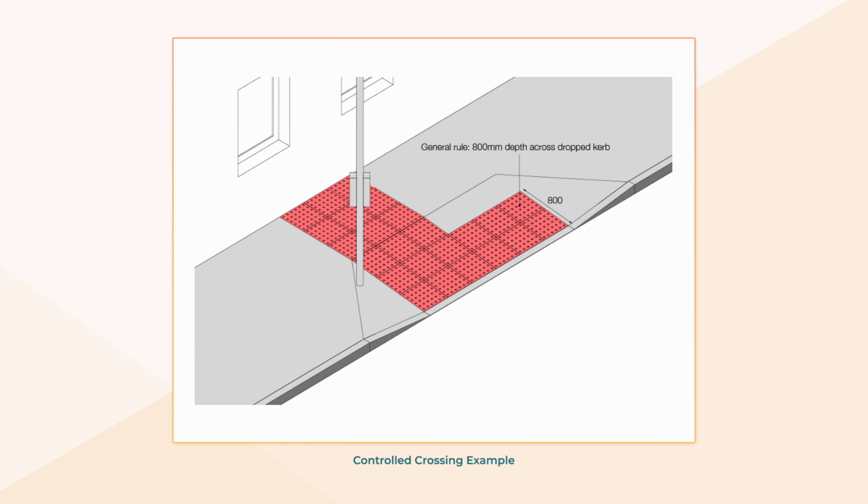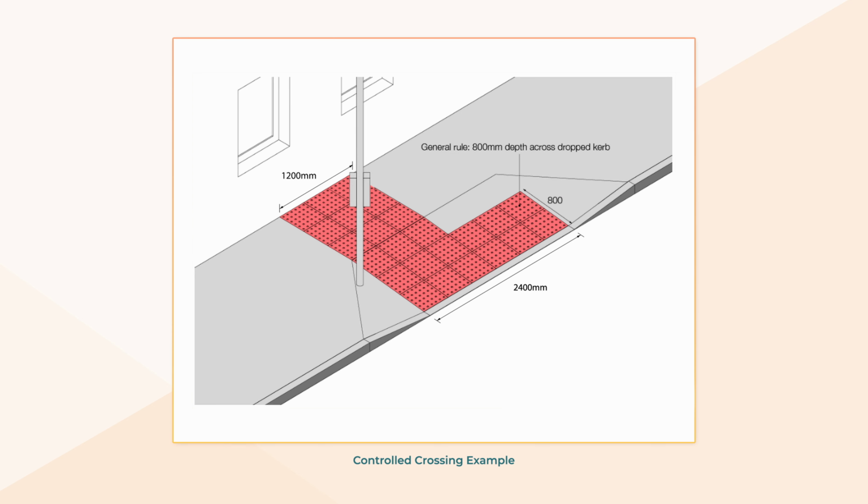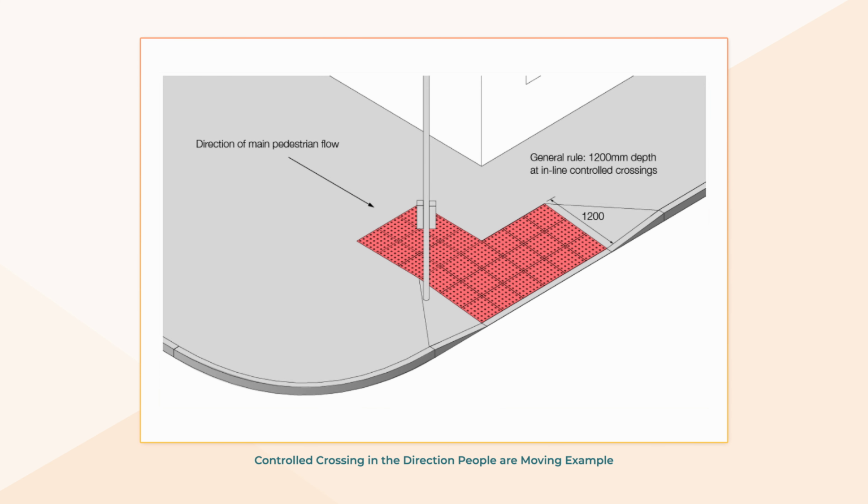Controlled crossings, on the other hand, should be red and installed in an L shape to guide towards the road. The width of a controlled crossing should never be less than 2.4 meters, but the actual width will depend on the type of crossing. The stem of the L should be 3 tactiles wide, 1.2 meters, and as long as necessary to reach the back of the footway, or 5 meters, depending on what's needed for the area. The depth behind the curb should be at least 800 mm or 2 slabs, going to 3 if the crossing is in the direction of the pedestrian movement.